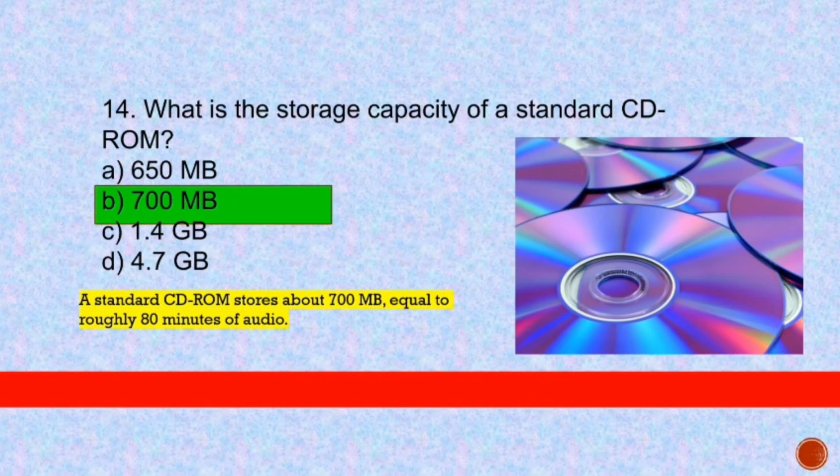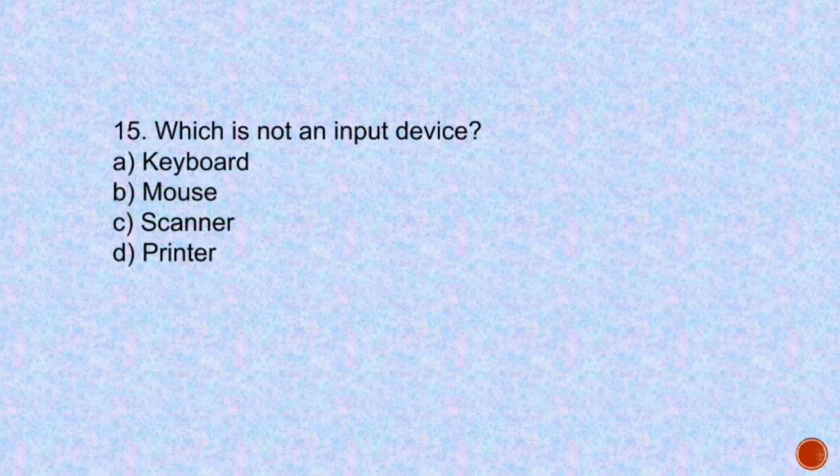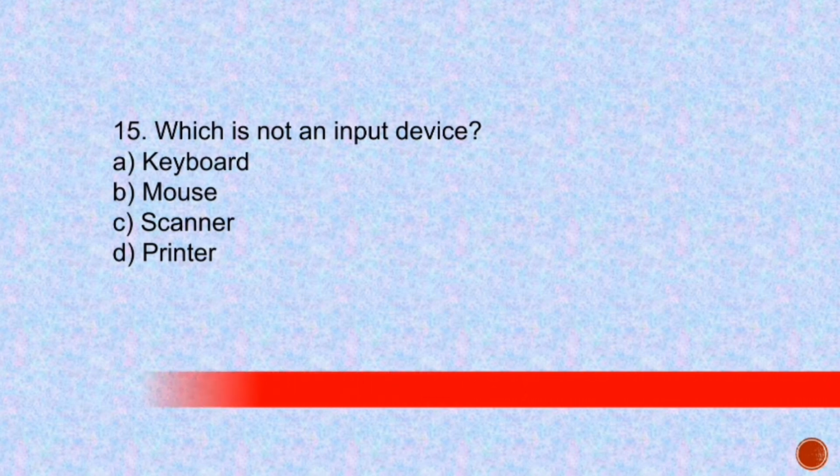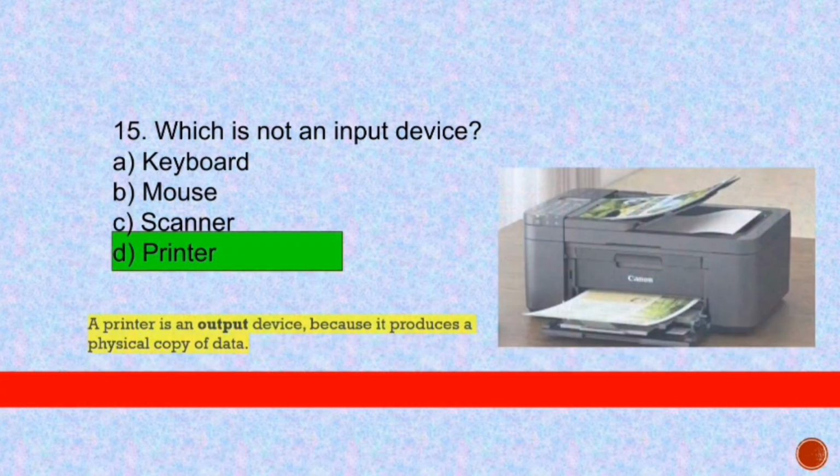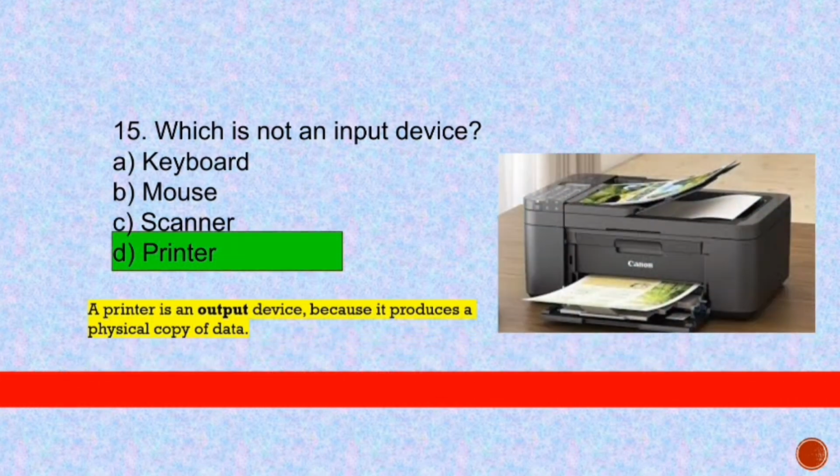So the correct answer is 700 MB. A standard CD-ROM stores about 700 MB, equal to roughly 80 minutes of audio. Question number 15 is which is not an input device? So the right answer is printer. Printer is an output device because it produces a physical copy of data.